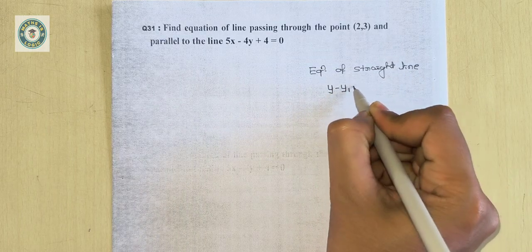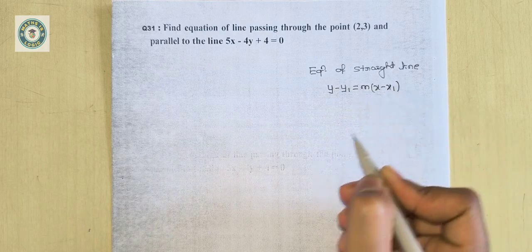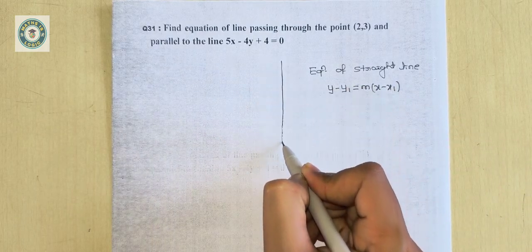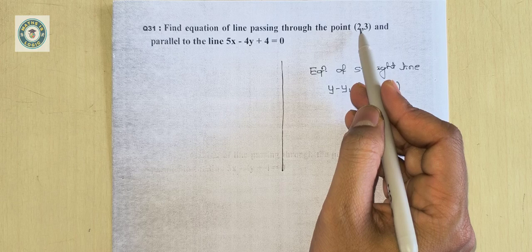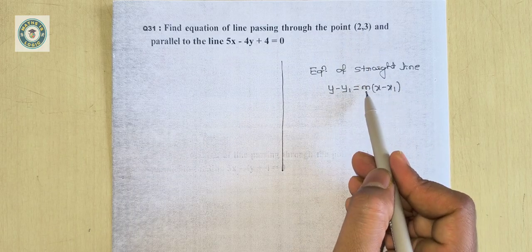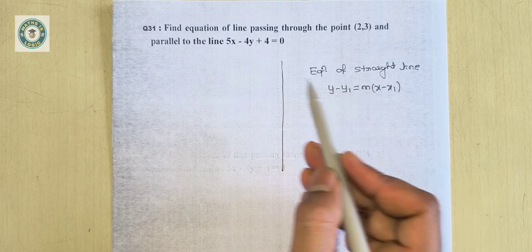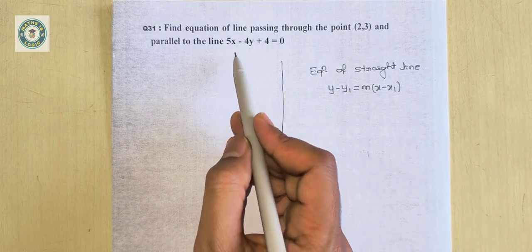The formula is y minus y1 is equal to m into bracket x minus x1. Here the line passes through the point (x1, y1), which is given, but which value is not given? The slope value. So to get this slope, we are going to use the second line first.